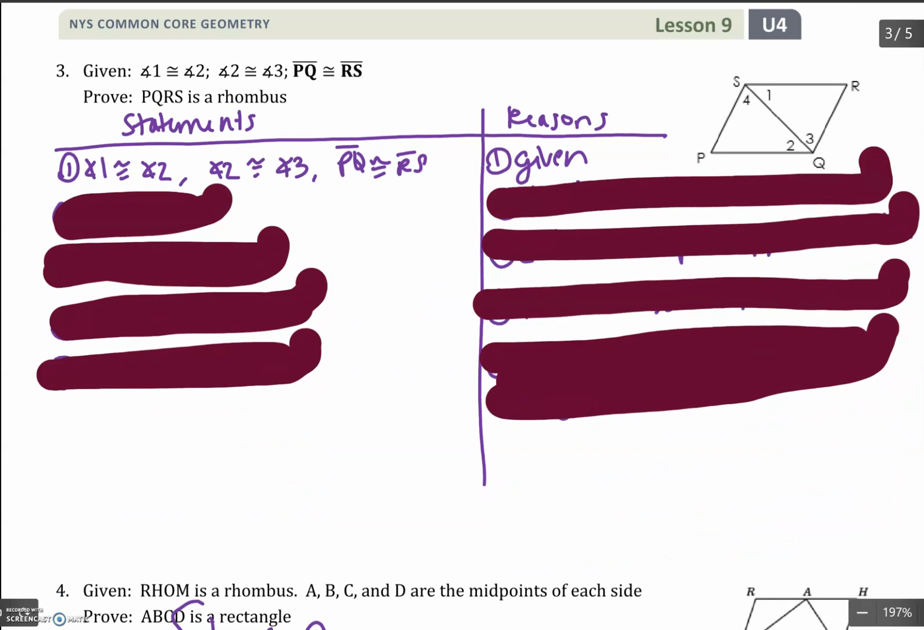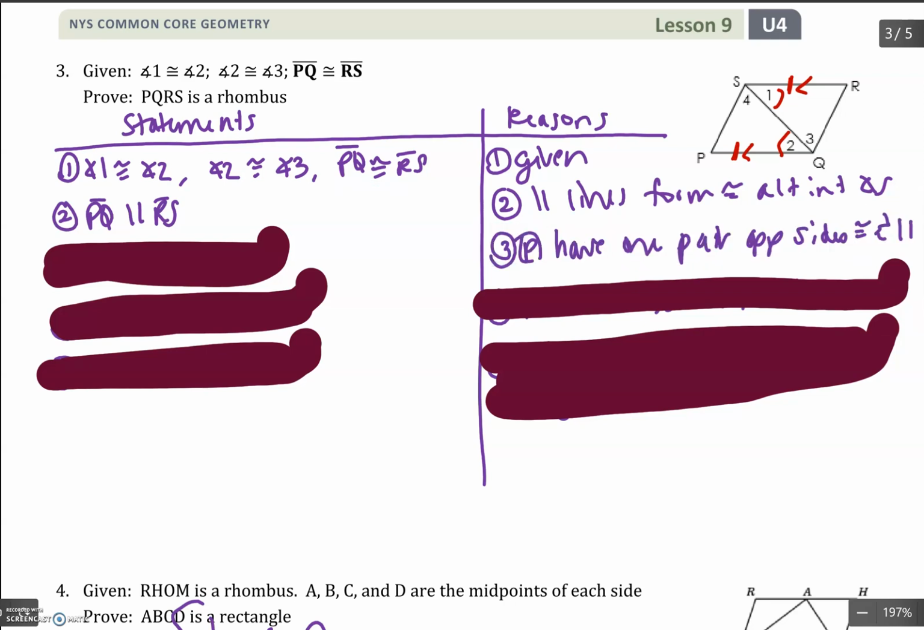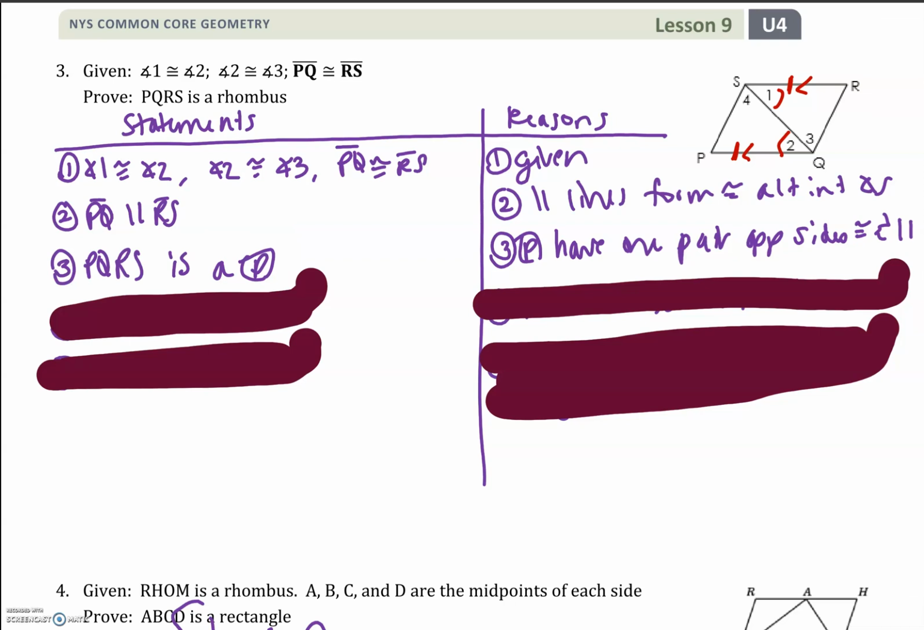Number 3. Again, looks like a triangle proof. I'm going to show you a different way. Similar to what we just did. We know angle 1 and angle 2 are congruent. Using that idea like from before, I'm going to use that to say that SR and PQ are parallel to one another. I was also told they were congruent to one another from a different given. So because they're both the same sides that are congruent and parallel, that makes this a parallelogram. It has a pair of opposite sides congruent and parallel.